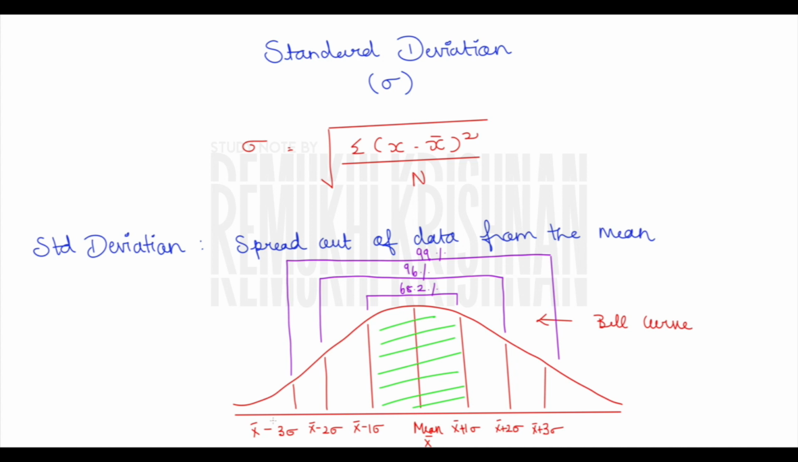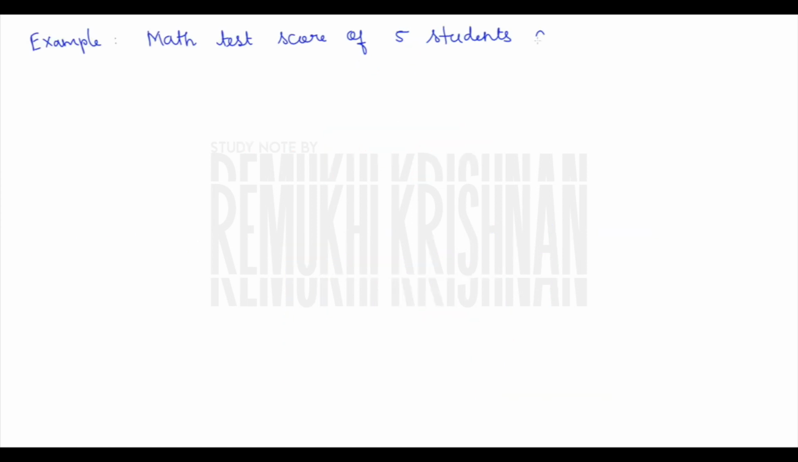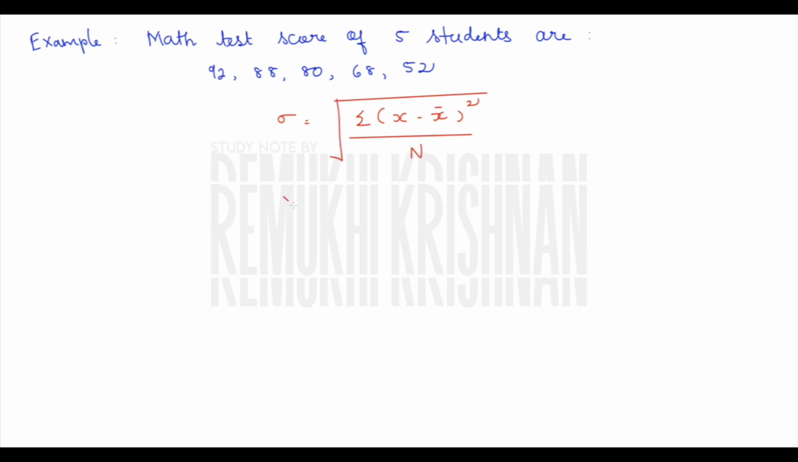What does this sigma mean? Sigma is the deviation from the mean values, and let us understand this concept with the help of an example. Math test scores of 5 students, and the scores are 92, 88, 80, 68 and 52. We have to find our standard deviation. So what is the formula of standard deviation? Sigma is equal to the root of summation of (x minus x bar) the whole square divided by n. So we should first find our x bar.